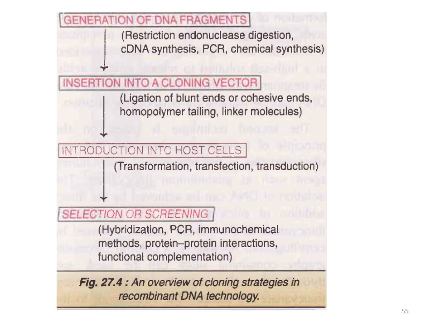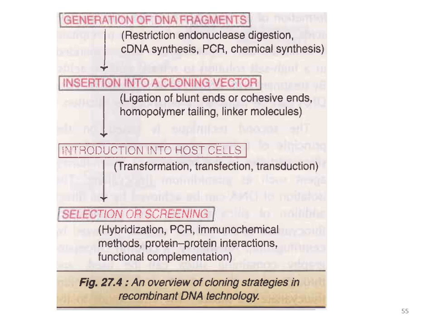Here you can see the overview of the cloning strategies in the recombinant DNA technology. So first of all, the first step is the generation of the DNA fragment by the action of restriction endonucleases, digestion, complementary DNA synthesis, PCR, chemical synthesis, then the insertion of this DNA fragment into the cloning vector. This vector is further introduced into the host cell.